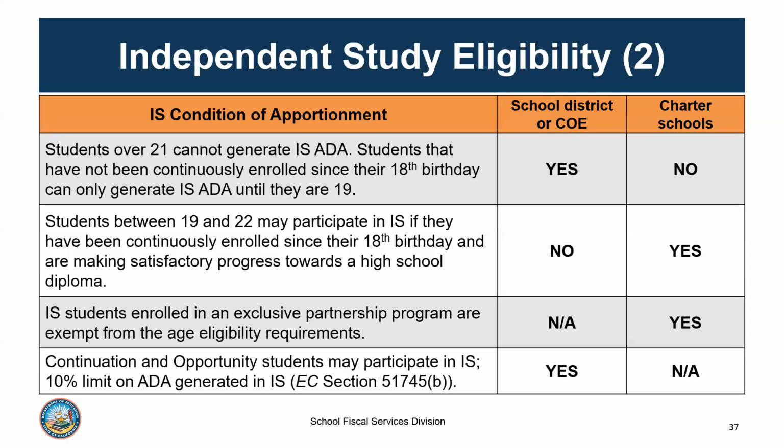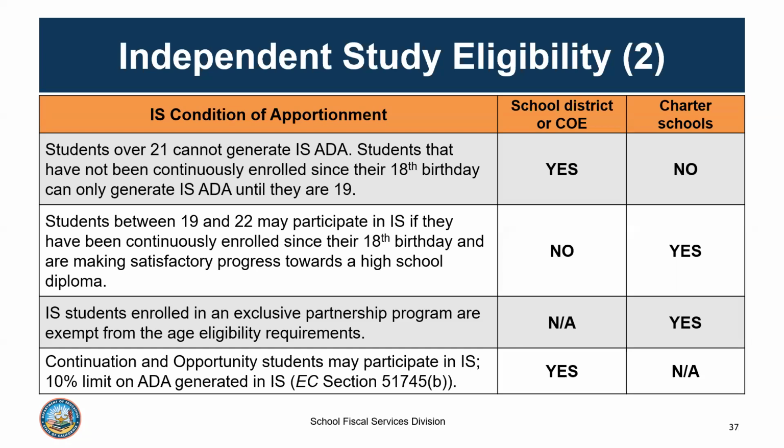There are distinctions between the maximum age requirements for students enrolled at a school district or COE who are participating in independent study, and for students participating in non-classroom-based instruction at charter schools. Students over 21 cannot generate independent study ADA if they are enrolled in a school district or COE. If a school district or COE student has not been continuously enrolled since turning 18, they will only generate independent study ADA until they turn 19.